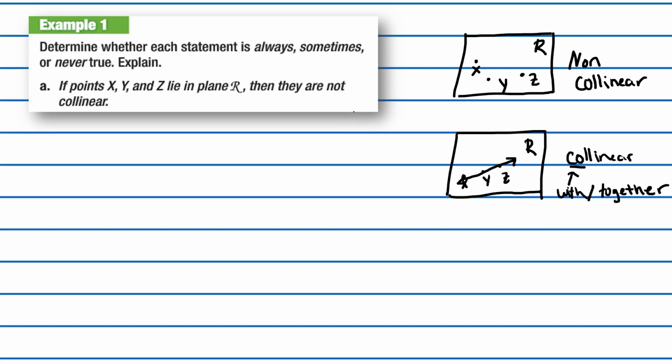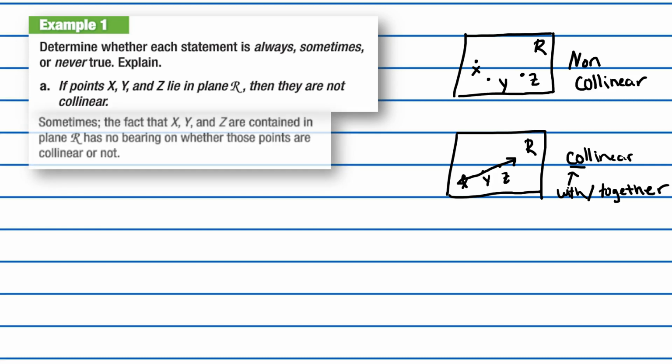So what we can say is, because we have 2 different examples, and you can see that they give us 2 different scenarios, we're going to say sometimes that X, Y, and Z are contained in the plane and has no bearings on whether these points are collinear or not. As you saw from our first one here, 1 and 2, it depends. It's sometimes true, it's sometimes not, depending on where we put our points.